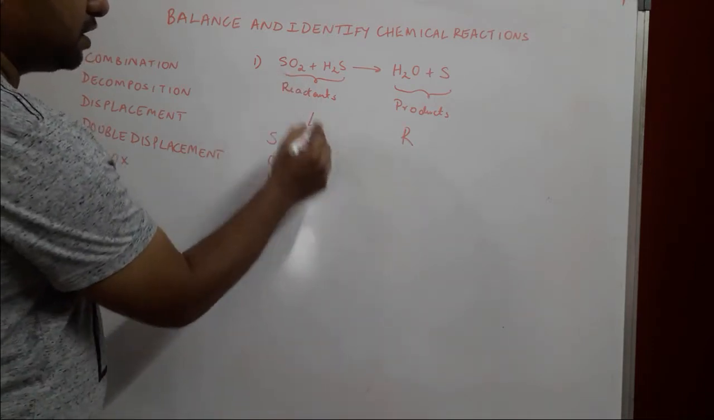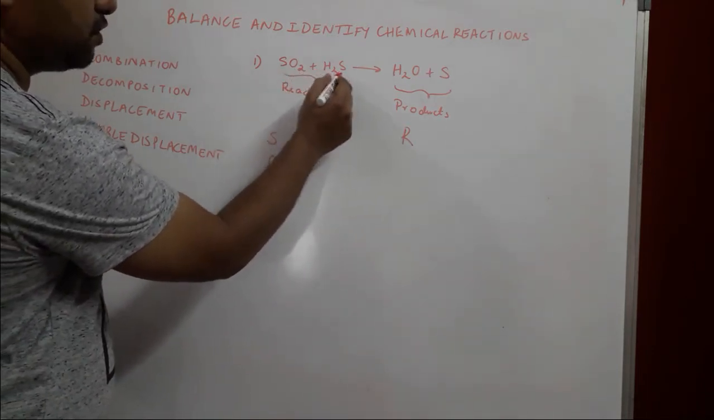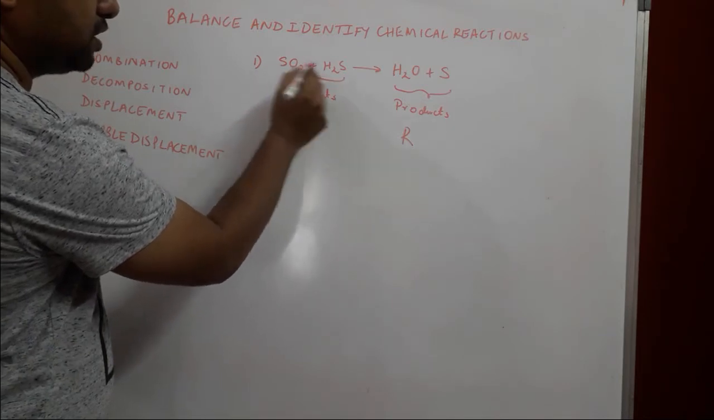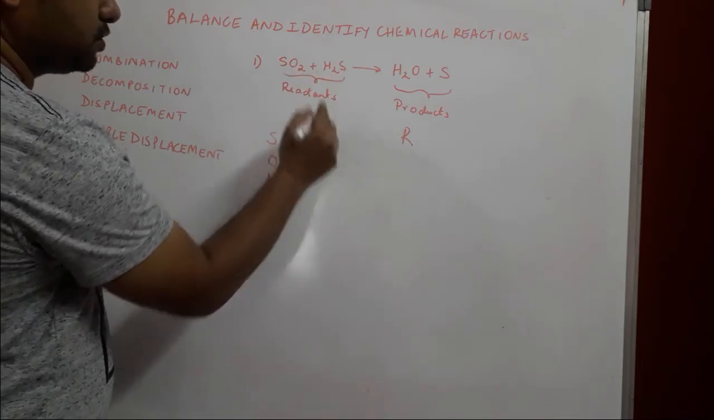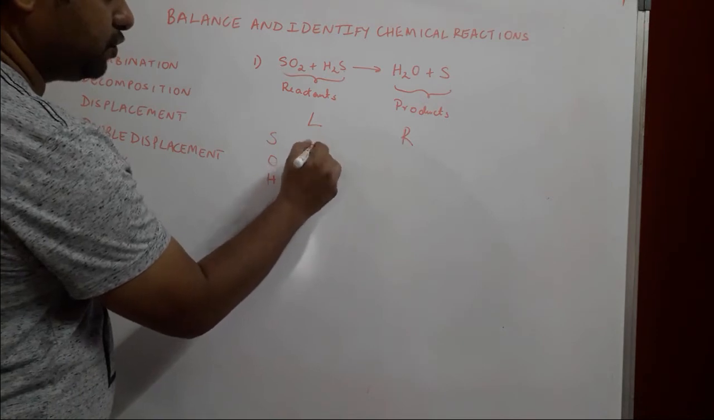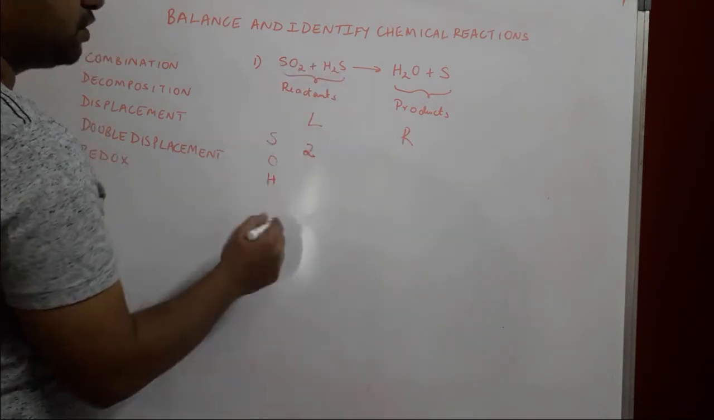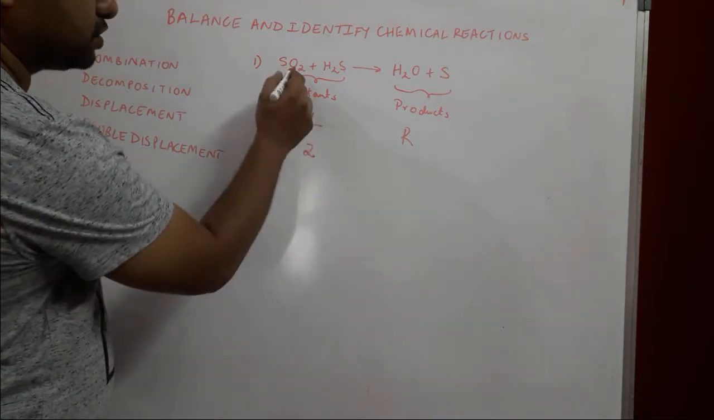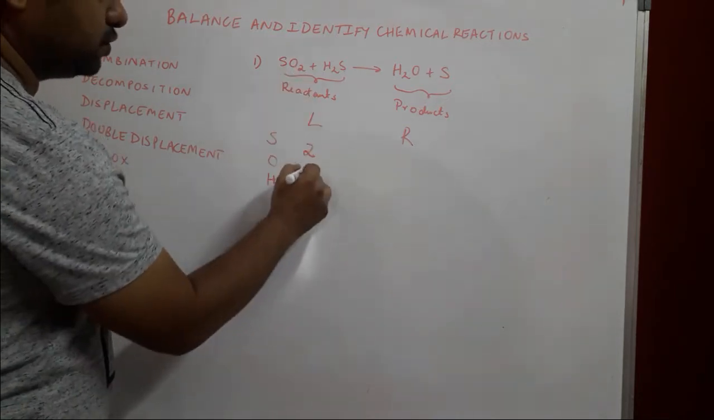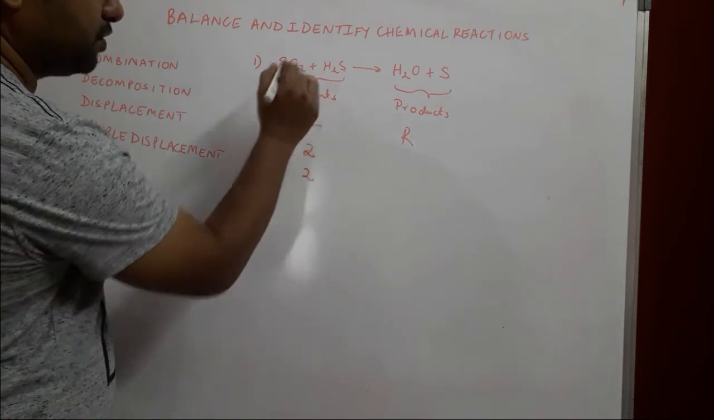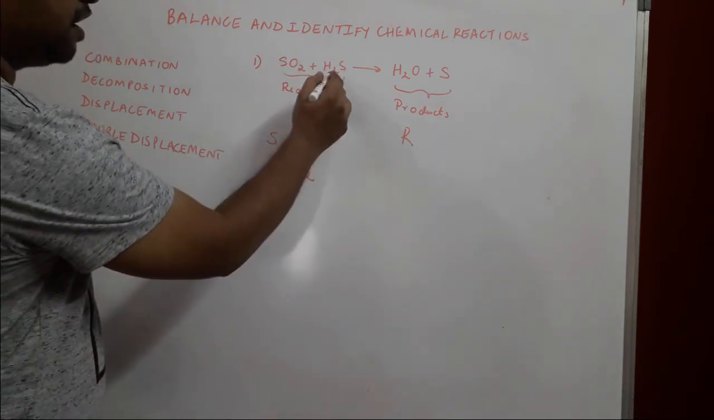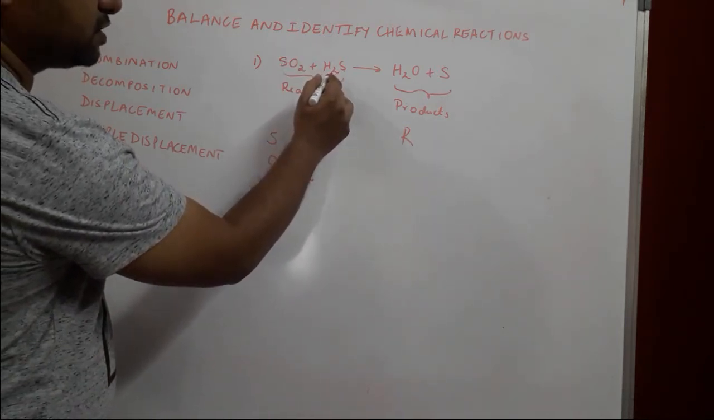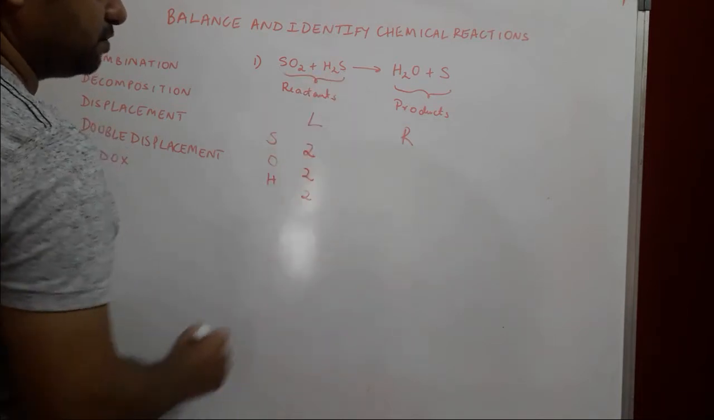So how many sulfur atoms are there on the reactant side? There's only one, and one over here. So totally we've got 2 atoms of sulfur on the reactant side. How many atoms of oxygen do we have on the reactant side? 2. Okay, so both of them are over here with sulfur dioxide. And how many atoms of hydrogen do we have on the reactant side? Just 2. So we have completed over here.